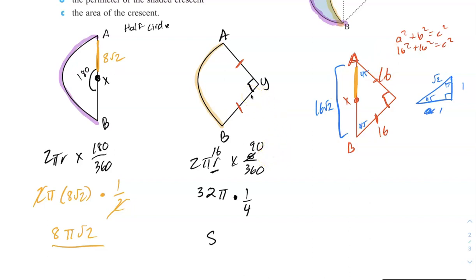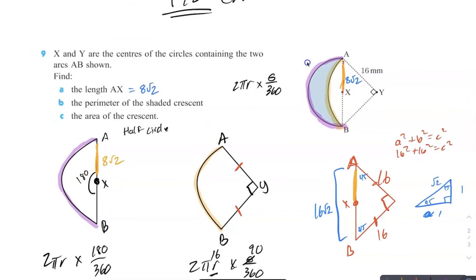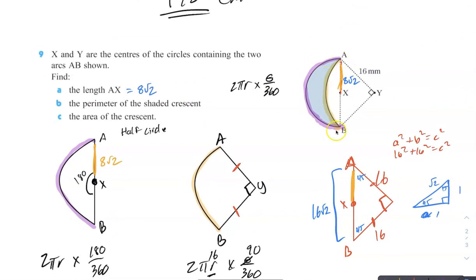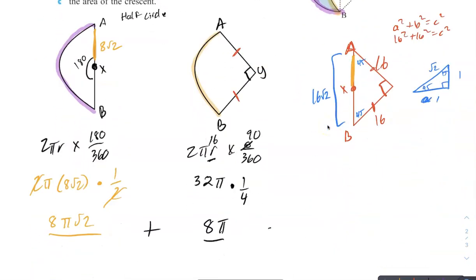So I just get 8 pi. So the length of this arc is 8 pi. The length of this part is 8 pi over 2. If I want to find the perimeter, I always do that. I add this arc plus that arc. So I just add them up. There's nothing really you can do, just leave it. So it's 8 pi plus 8 pi over 2.